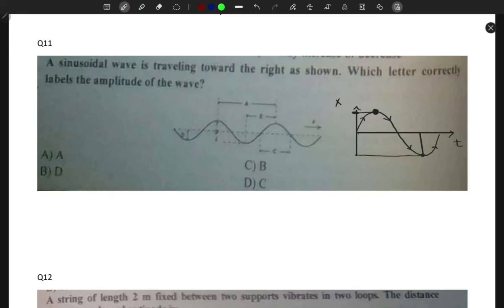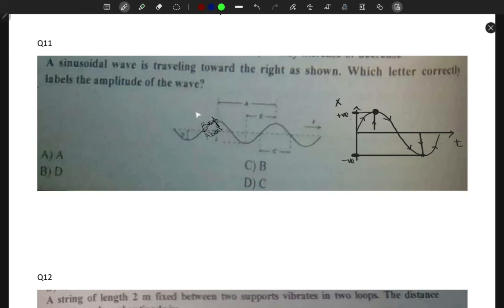The absolute values of these two would really be the same if there is no damping in the system, right? So this would be negative and this would be positive. So the absolute value from here is really the amplitude. So the amplitude is represented by this line, or this line.